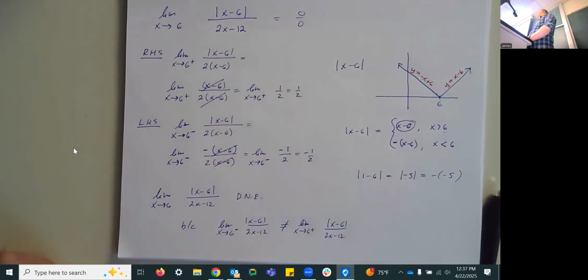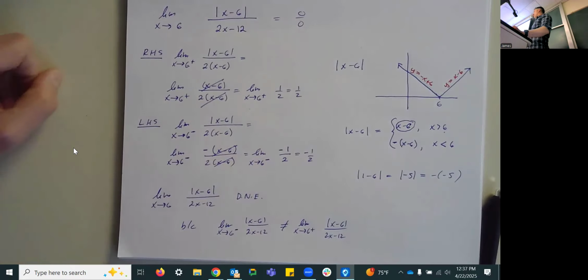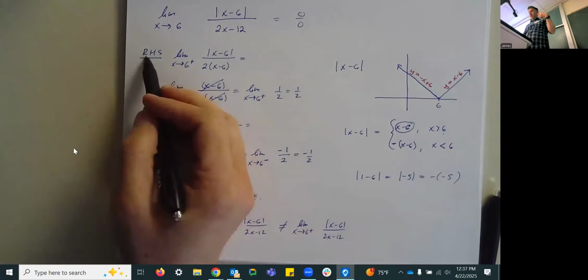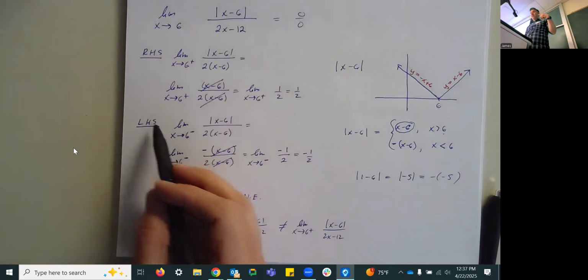Sometimes you get a 0/0 limit like that, and the only way to deal with it if it's an absolute value is to break it up into a right-hand side and left-hand side. But it's a little bit gnarly. But we could say it does not exist. So for a limit to exist, both the right-hand side value and left-hand side value have to be the same. But we have a right-hand side value of positive 1/2, and a left-hand side value of negative 1/2.